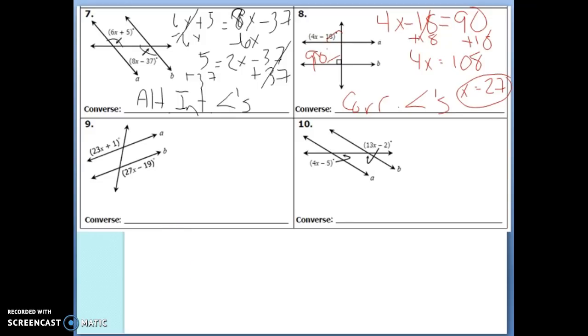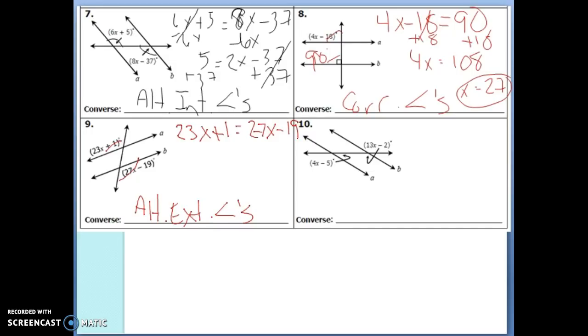Okay, number 9. 23x plus 1, this angle, and 27x minus 19, that one. They share the transversal line that's going up and down. They are alternating opposite sides and pointing outwards. So alternate exterior angles. So the converse of the alternate exterior angle says that if these things are equal or congruent, 23x plus 1 equals 27x minus 19, then A and B are parallel.